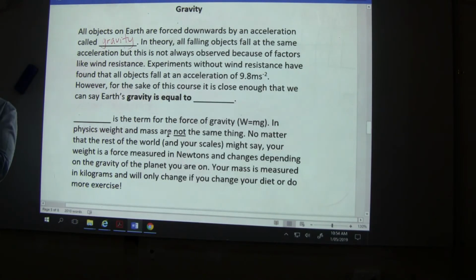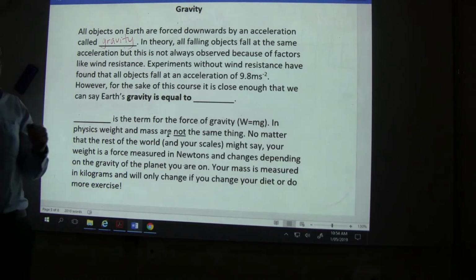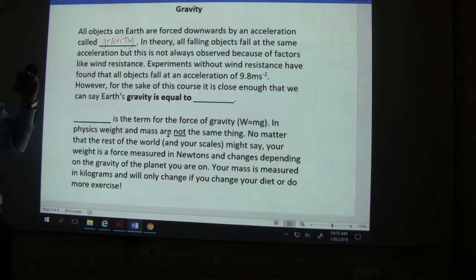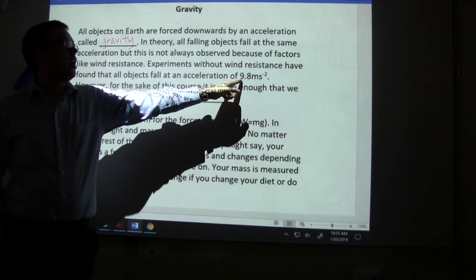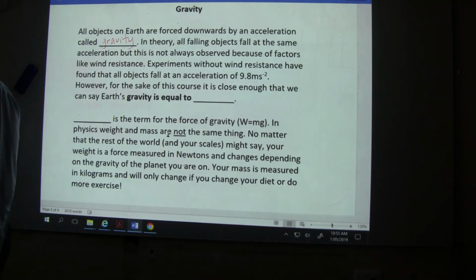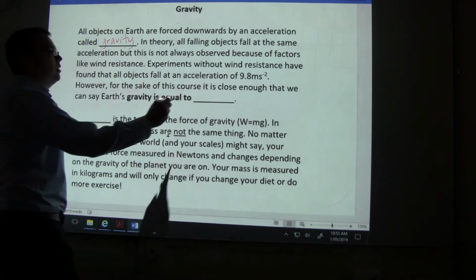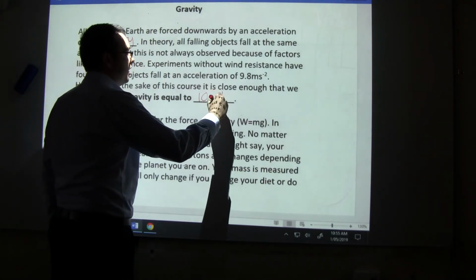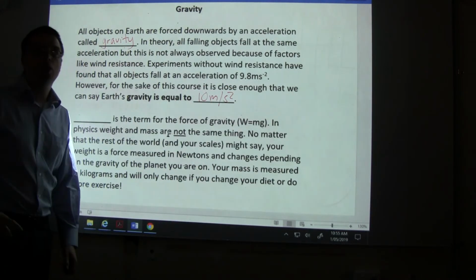So, in theory, everything falls at the same rate if we ignore wind resistance. Now, when we ignore wind resistance, we find that everything falls at an acceleration of 9.8 meters per second squared. Now, in engineering, not in physics, you're allowed to say 10 meters per second squared, right? You're allowed to say that.